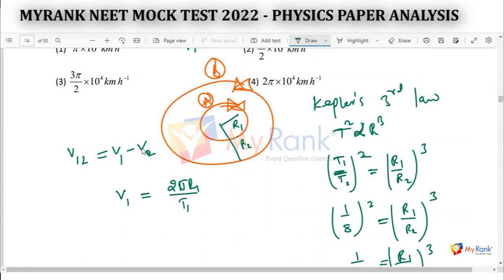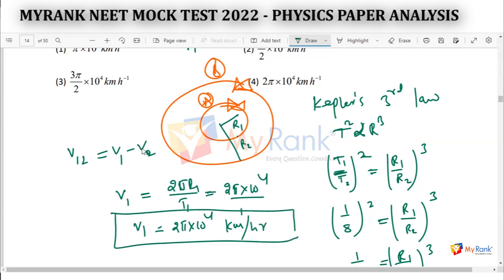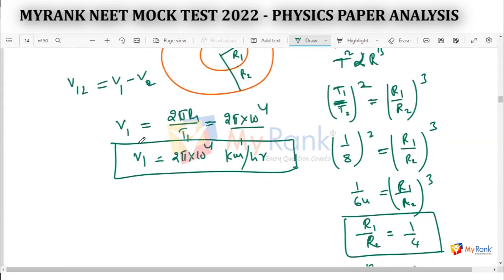T1 is 1 hour. So if I write 2 pi, R1 is 10 power 4, by T1 which is 1. So V1 is nothing but 2 pi into 10 power 4, in kilometers per hour, students. This is the V1 value. Likewise we will find V2 and then take the relative speed.